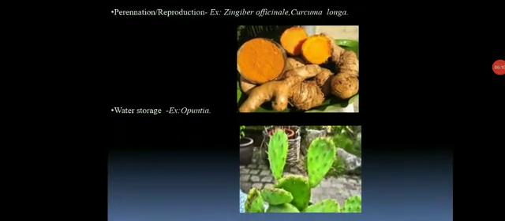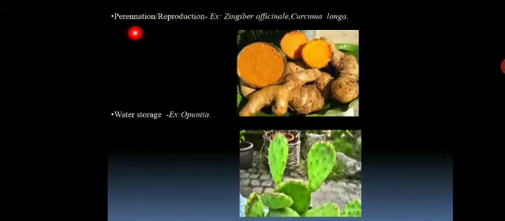Next is called perennation, or reproduction. Perennation means it is meant for reproduction. This is the second function. For example, Zingiber officinale and Curcuma longa. Curcuma longa is turmeric, manjal. For the purpose of reproduction and perennation, they have the capacity to produce scales, and through those scales they can reproduce their offspring. This is also one of the secondary functions.